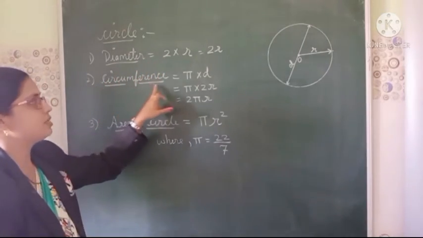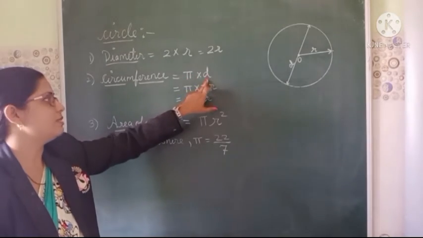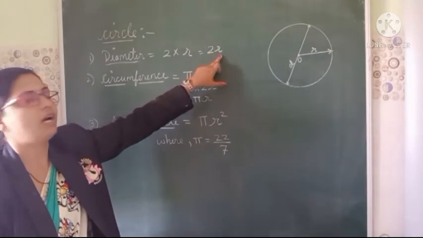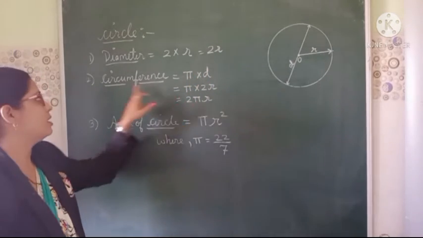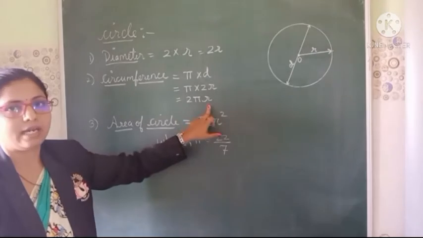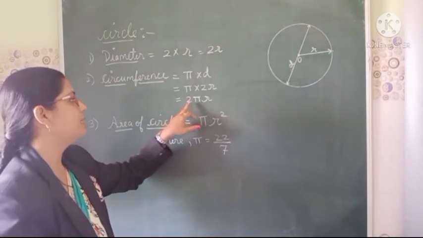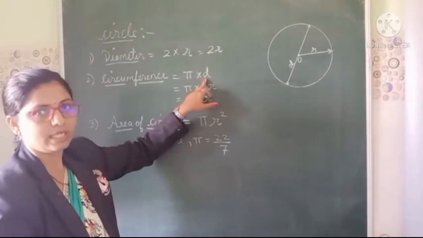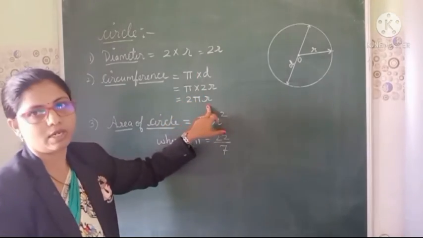Then circumference of a circle is pi d. Or in place of d you can write twice of R. So it will become 2 pi R. So circumference equals 2 pi R. If diameter is given directly, you can just write pi into d. If d is not given and radius is given, then write this formula.